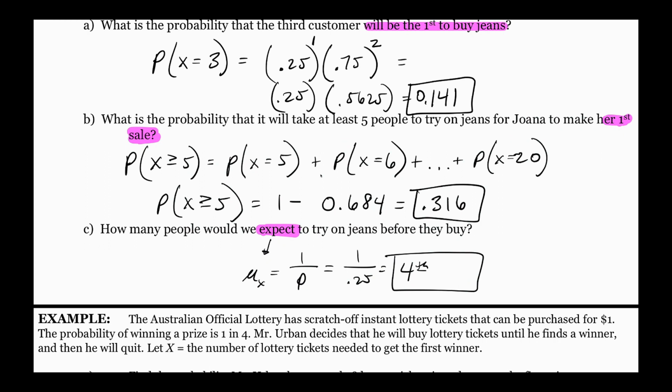So are you saying 4 people try on, then the 5th guy, or is it the 4th person? If the 4th person is the first one to buy, what happened in the 3 times before? None of them bought. How many people tried on? 4. Okay. That's what it means. That 4th person still tried it on, but they bought it. That was the difference from the other 3. How many people would we expect to try on jeans before they buy? The 4th person who tries them on buys.